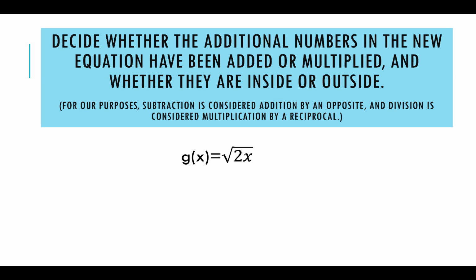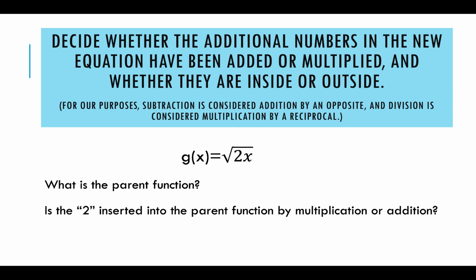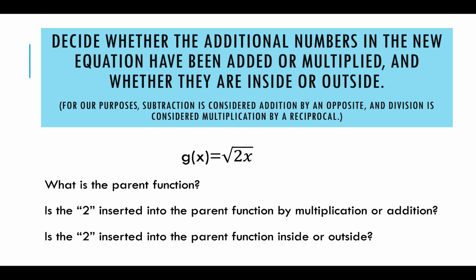The other thing that we worry about is whether we can figure out what the parent function is. So in this case, hopefully you see that the parent function is going to be the function y equals the square root of x. And then the number 2 in this problem has been inserted by multiplication. It's the 2 times the x. And you multiply the x values by 2 before you apply the square root when you follow the order of operations. So in this problem, we would say that the 2 was multiplied inside, not outside.